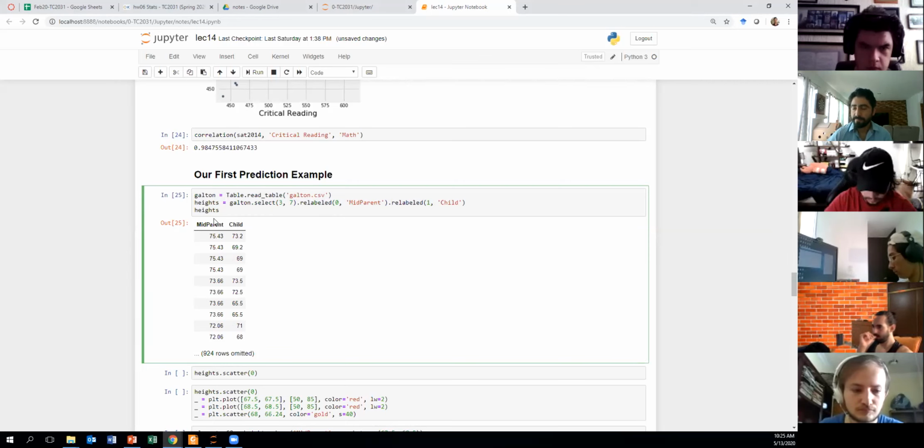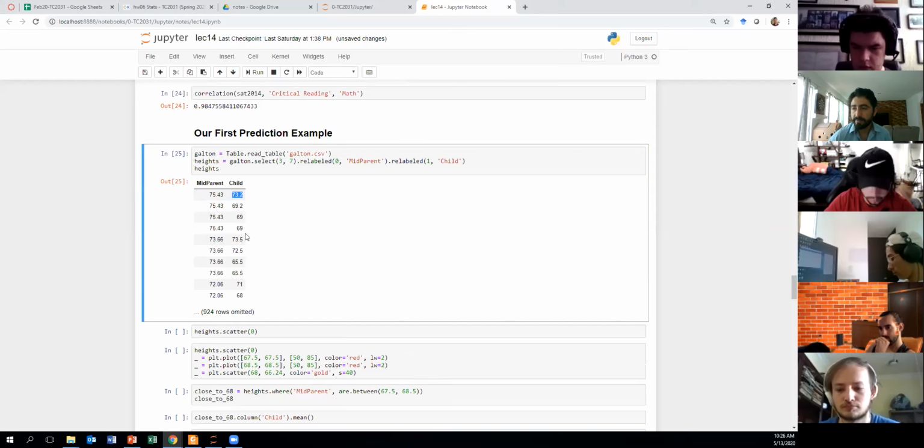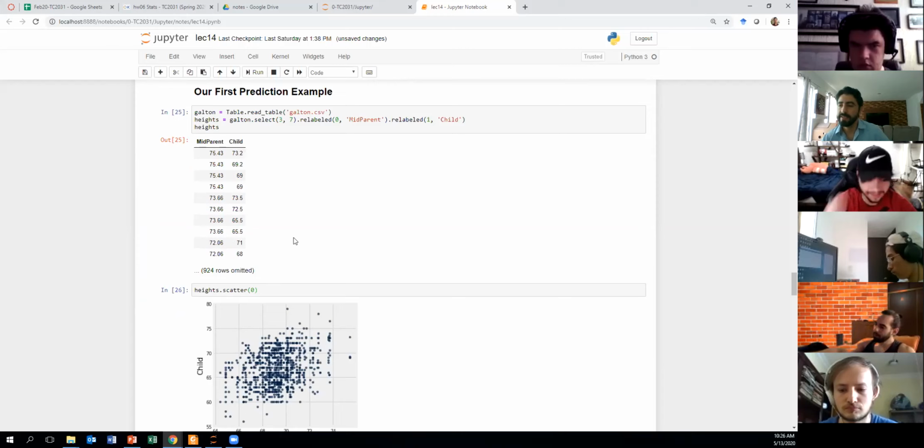So the table was showing us the mid-parent average height of parents and the child height. Galton was trying to see if he can predict the height of the child based on the average height of the parents. So he started surveying different families, got the data, and got this table. This is the same thing we saw before in second week, if I'm not mistaken.